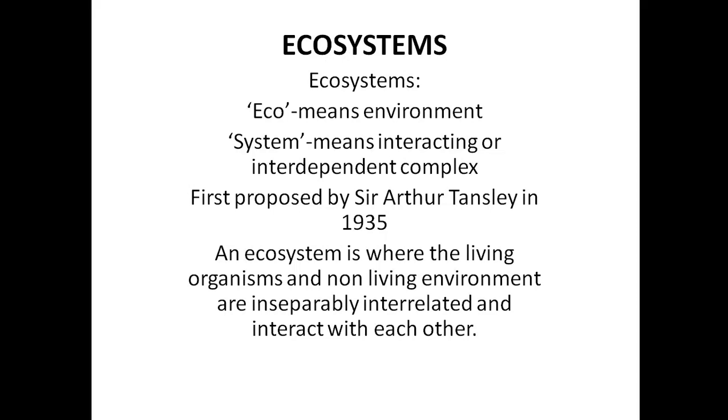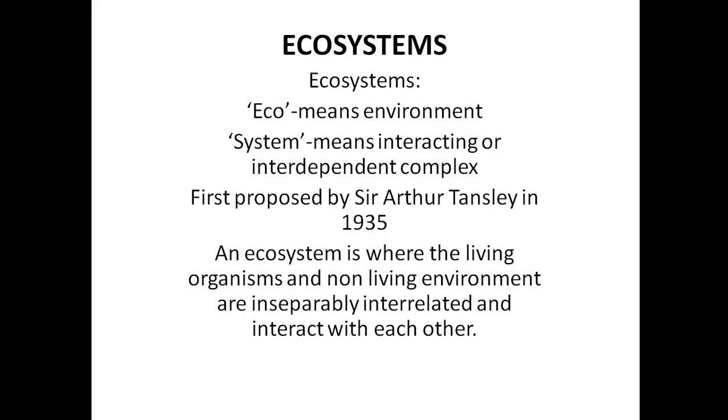Now if you look at the word ecosystems, you can see that the word is divided into two: eco and system. Eco means environment, that is your surroundings, and system means interacting or interdependent complex. So ecosystem means an interdependent complex of the environment, and this name ecosystem was first proposed by Sir Arthur Tansley in 1935.